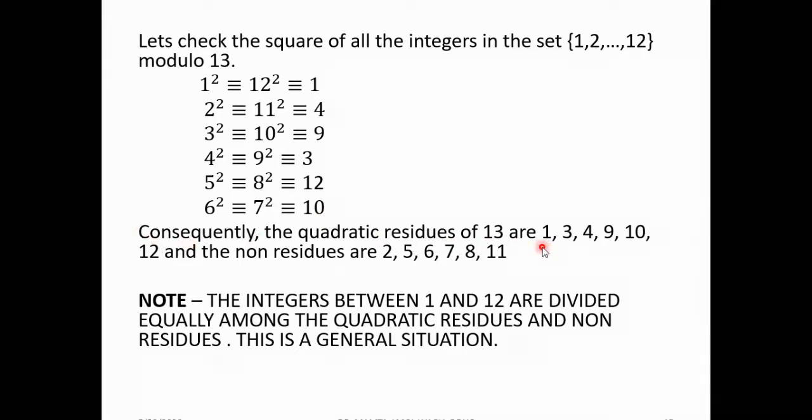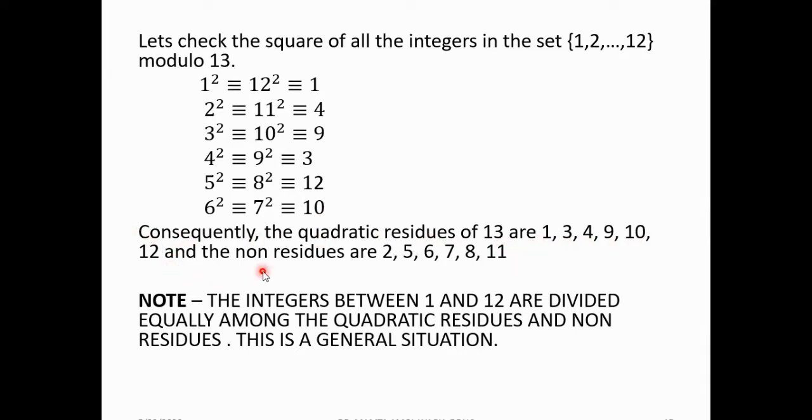The quadratic residues of 13 are 1, 3, 4, 9, 10 and 12, and the non-residues are the numbers other than these numbers. So 2, 5, 6, 7, 8 and 11. They are quadratic non-residues. Let's read this note. The integers between 1 and 12 are divided equally among the quadratic residues and non-residues. So how many are the quadratic residues in this example? 1, 2, 3, 4, 5, 6. So 6 are the quadratic residues and 6 are the quadratic non-residues.